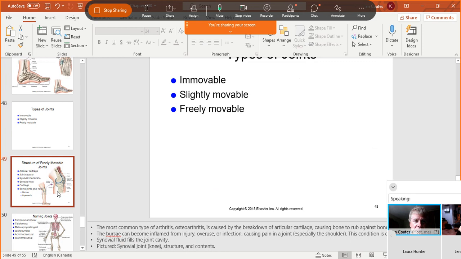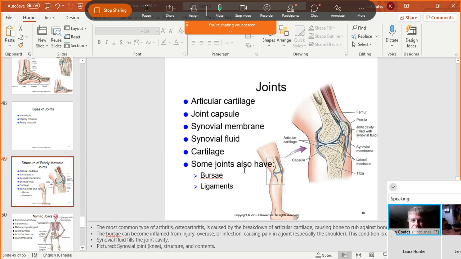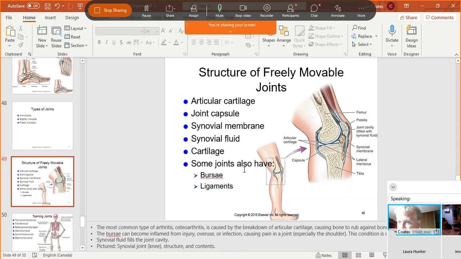So have a look here. Freely movable joints have articulating cartilage. Articulating means it's involved in a joint, it's interacting with something else. So if there's articulating cartilage, there's cartilage covering the head of the bone, so it doesn't interact directly with the other head of the bone.